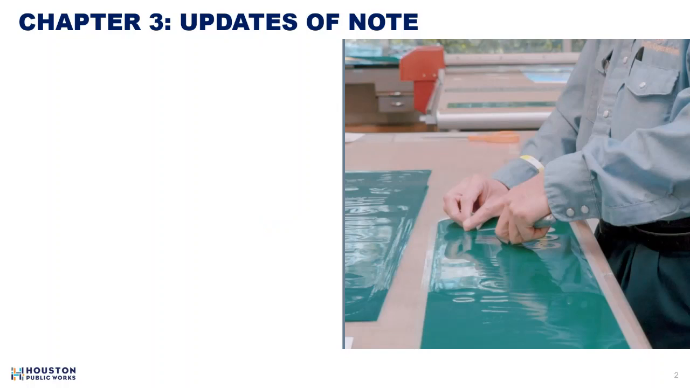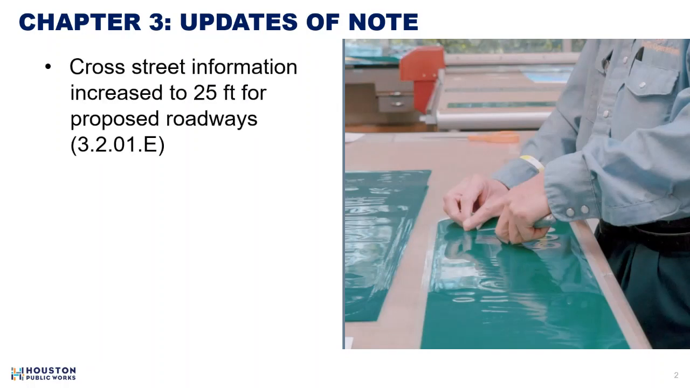Before we get into the major changes, here are some changes that should be noted. At intersections, cross-street details shall be shown at sufficient distances in each direction along the cross street for designing adequate street crossings. The minimum distance outside of proposed roadway right-of-way that must be shown has been increased from 50 feet to 25 feet.